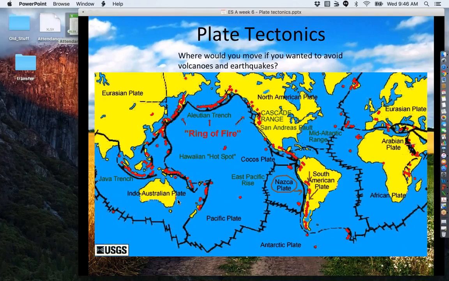Australia? Definitely. You guys are making wise choices. Elijah says Europe as well. Good. So if you're on some of these continental plates where there isn't another plate butting right up against it, that can be a really good place to live.